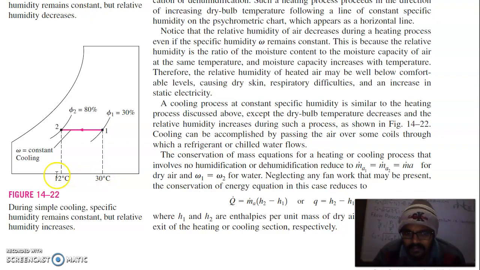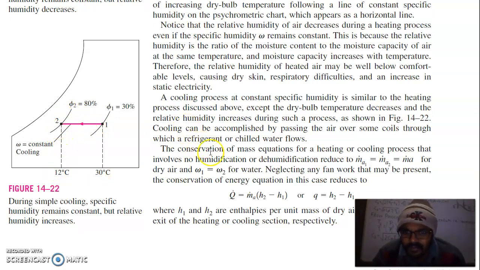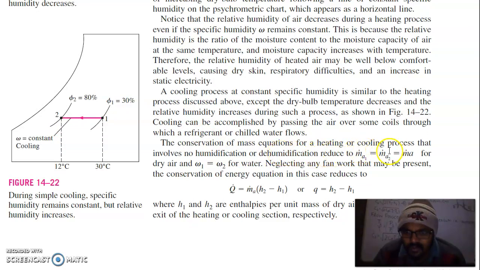The dry bulb temperature decreases from 30 to 12, and the relative humidity will increase, because at low temperature the moisture carrying capacity of air decreases. The conservation of mass equation for a heating or cooling process that involves no humidification or dehumidification reduces to m dot A1 equals m dot A2 equals m dot A for dry air, and omega 1 equals omega 2 for water.